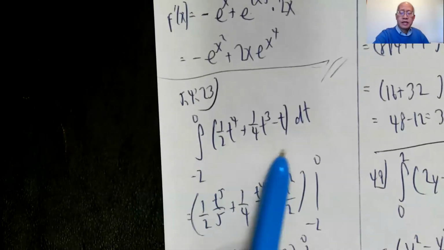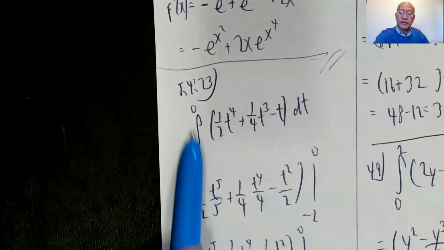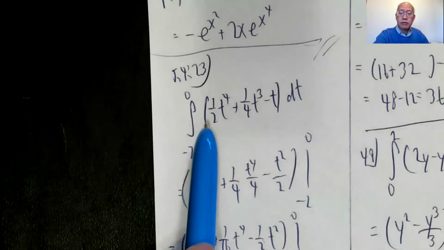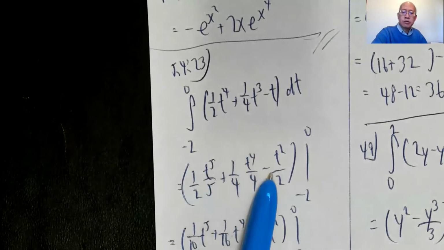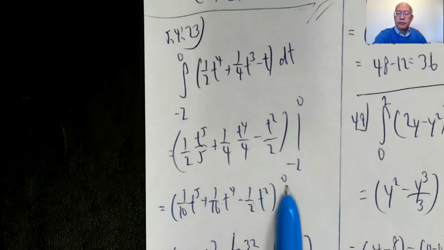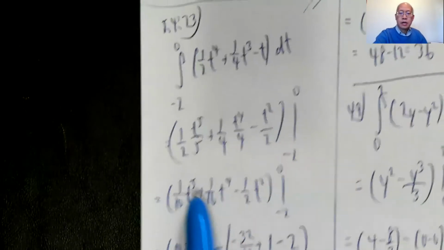23 is a definite integral because there are definite numbers here. So integrate t to the fifth over 5 plus 1/4 t to the 4 over 4 minus t squared over 2. Don't need the plus c, from -2 to 0. Okay, clean this up a little.